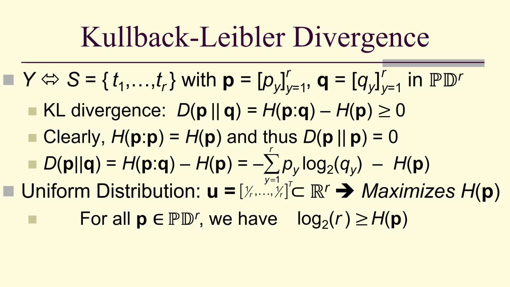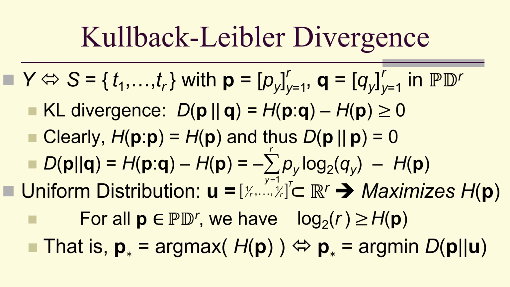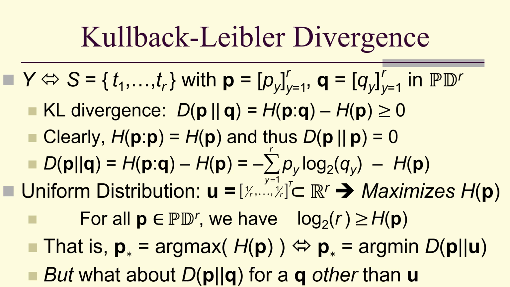So for all probability distributions p, the entropy of the uniform distribution is greater than or equal to the entropy of p. That is, p star is the argmax of the entropy if and only if p star is the argmin of the KL divergence. But what about KL divergence for a Q other than the uniform distribution?